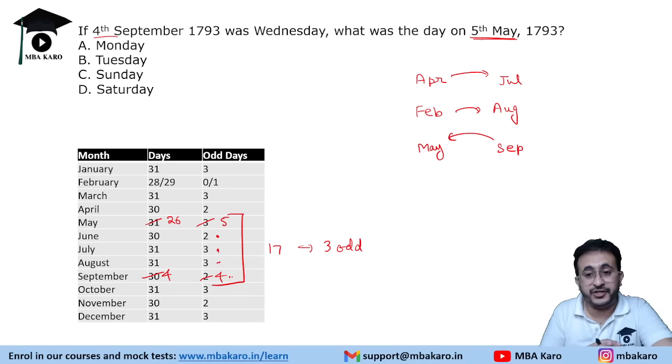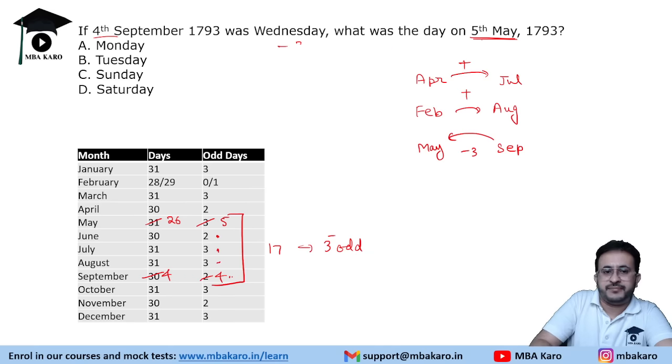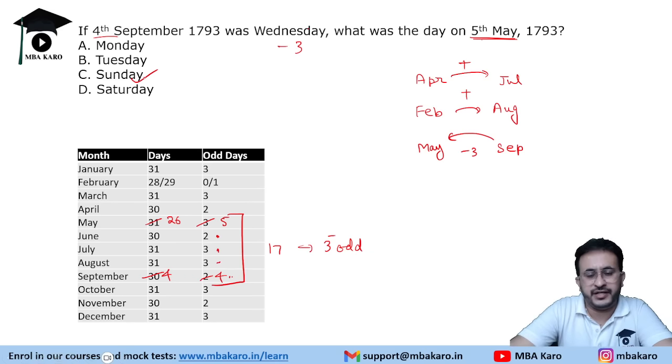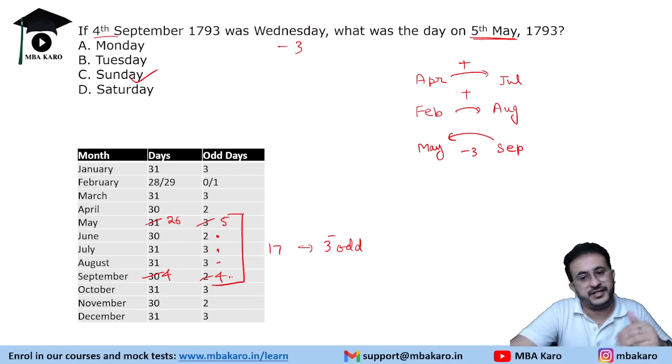Now instead of adding, as in all the questions where we were adding, we will subtract 3 days. So we will minus 3. So Wednesday minus 3. So if it was Wednesday, it would be a Sunday on 5th of May. So if you have to count the reverse date, I mean a previous date, you can subtract and get the answer.